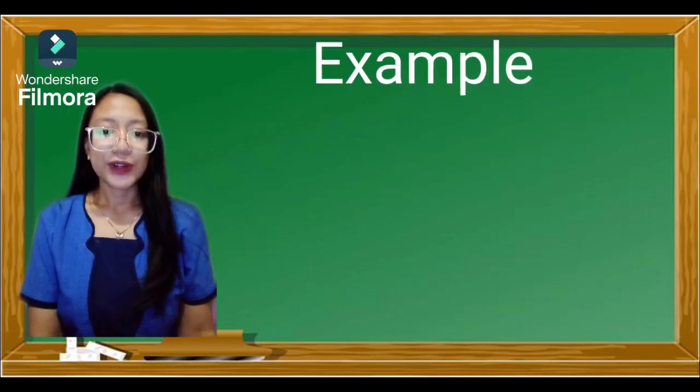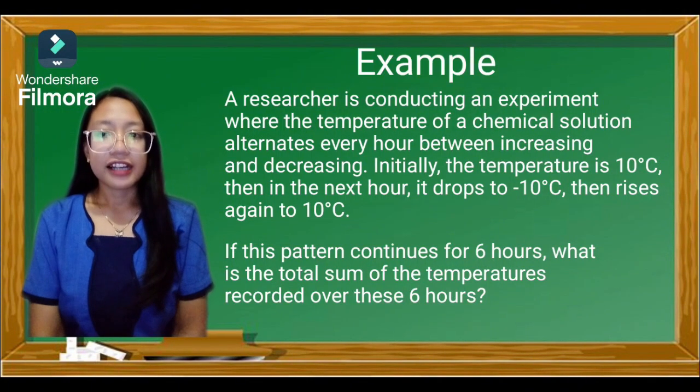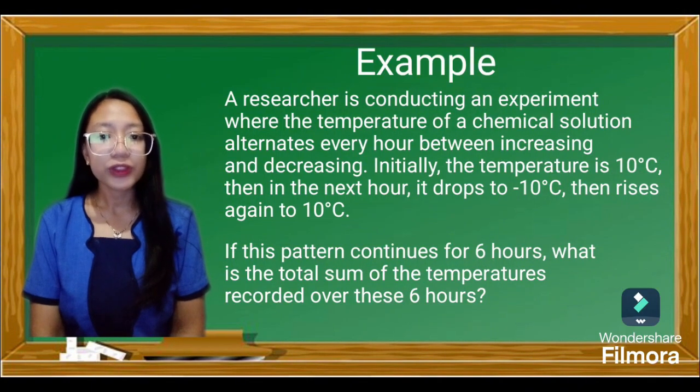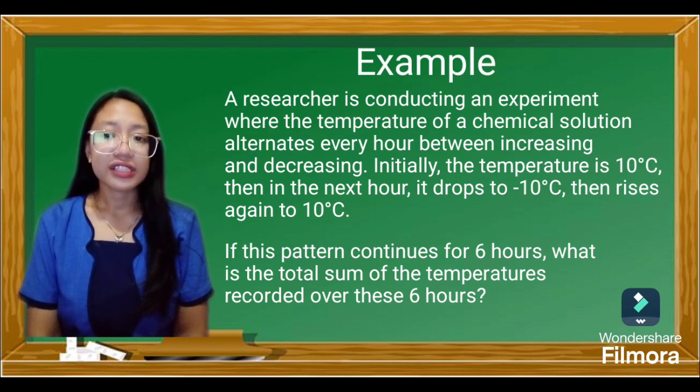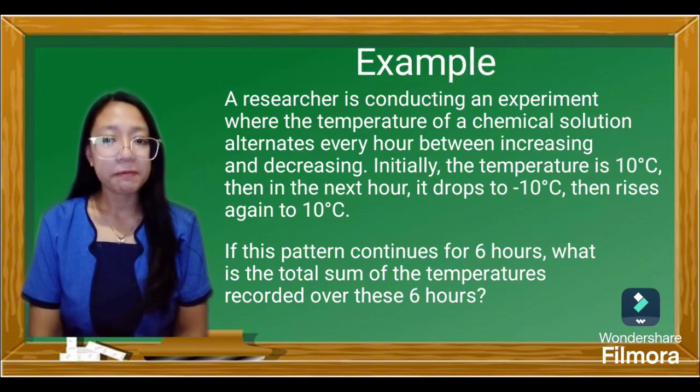So, here is another example. A researcher is conducting an experiment where the temperature of a chemical solution alternates every hour between increasing and decreasing. Initially, the temperature is 10 degrees Celsius, then in the next hour, it drops to negative 10 degrees Celsius, then rises again to 10 degrees Celsius, and so on. If this pattern continues for 6 hours, what is the total amount of the temperature recorded over these 6 hours?